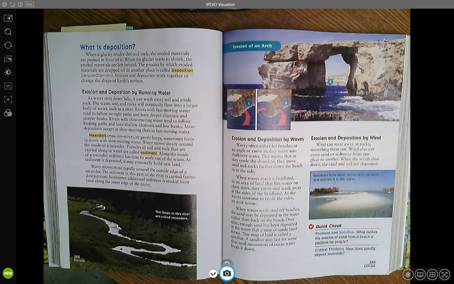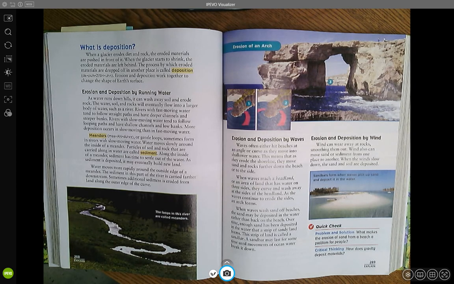When waves wash sand off beaches, the sand may be deposited in the water rather than back on the beach. Over time, enough sand has been deposited in the water that a strip of sandy land forms. This strip of land is called a sandbar. A sandbar may last for some time until movements of ocean water break it down.